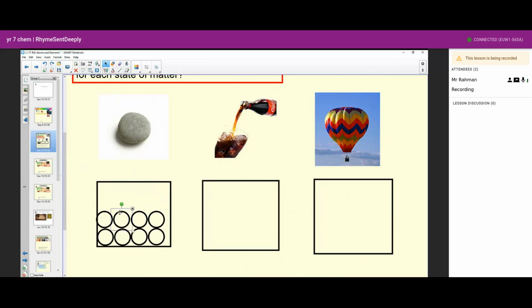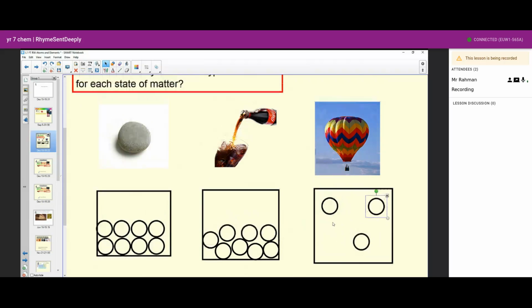With a liquid, the atoms are slightly more spread apart, and they're randomly arranged, and they're able to move past each other, because that's why liquids can flow. And then a gas. What do you think is the arrangement of gas particles? If you said they're spread very far apart, you are right. They're spread very far apart, and they move in random directions.